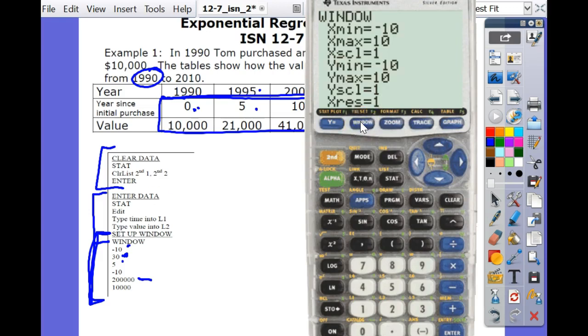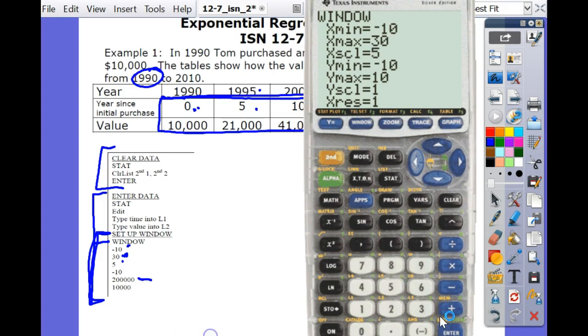Well, where do I set this window? Right here is the window button. You click the window button, and we're going to type in the numbers they gave us. We're going to count to 30 by fives. They left the negative 10 in there, and we're going to count to 200,000. If we're going to count to 200,000, do we want to count by ones? No. And so that's where this came from. They don't want to count by ones if you go all the way to 200,000.